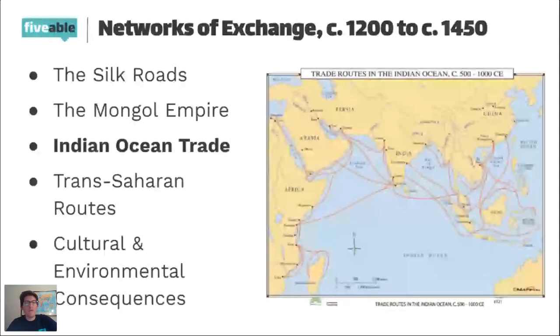In this time period, 1200 to 1450, we see increased volumes of trade in the Indian Ocean, just like we see along the Silk Roads. We see an expansion of trade routes within the Indian Ocean. This is accompanied by new powerful trading cities and new trading states.